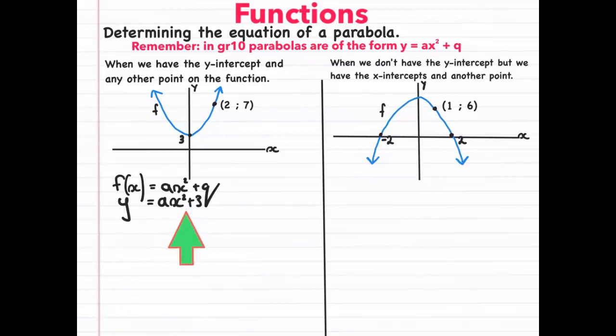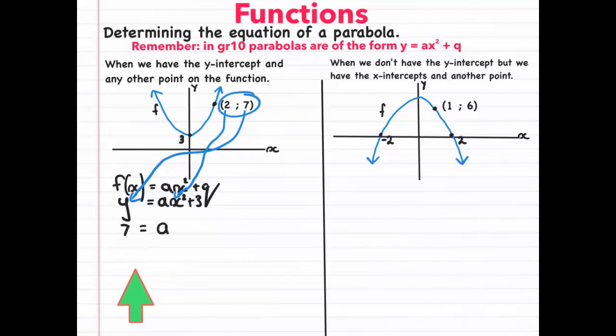And just like with linear equations, we go to the other point, and I'll circle that in blue. This is our other point. So the 2 goes into x's place and the 7 goes into y's place, and then we can solve for a. So let's see what happens. This is 7 equals a, and in the place of x we have 2 to the power of 2, plus 3. Okay, normal substitution, right?